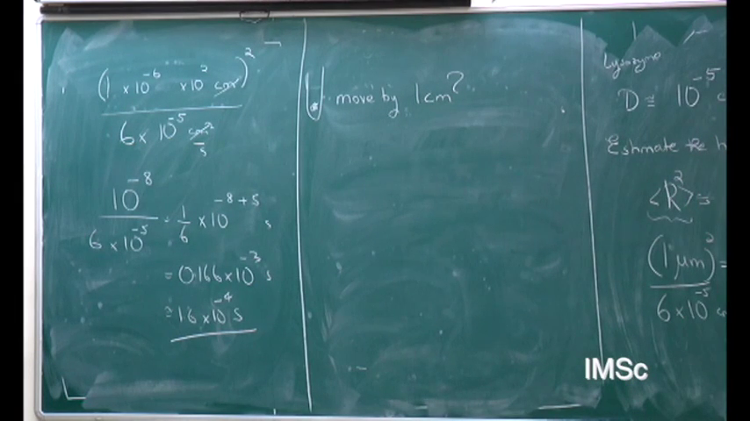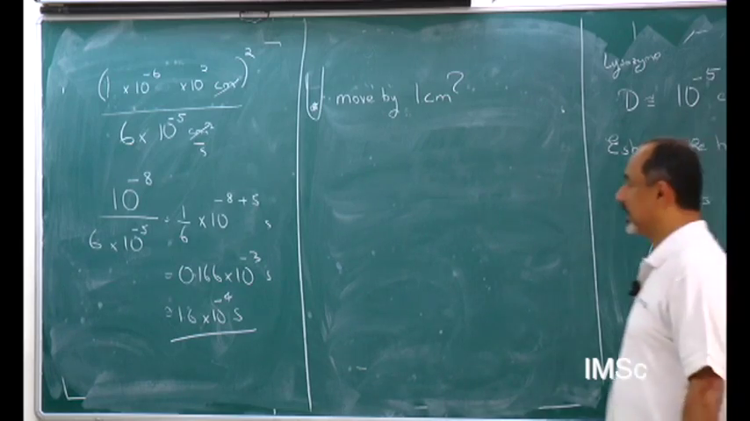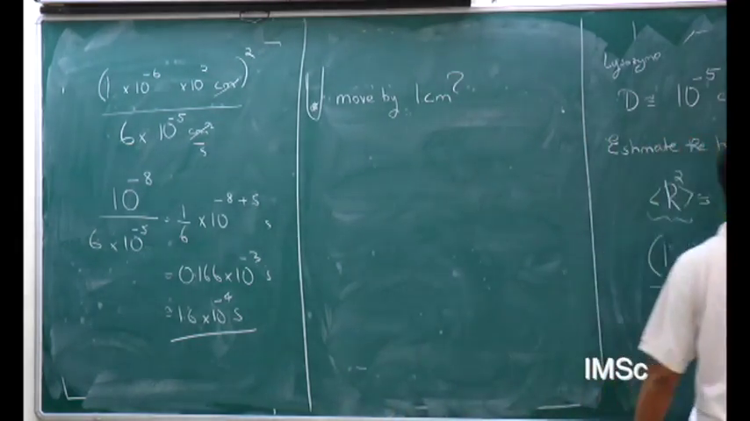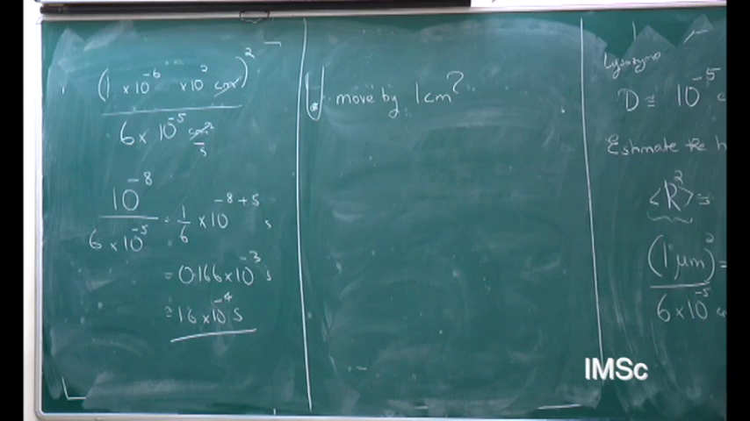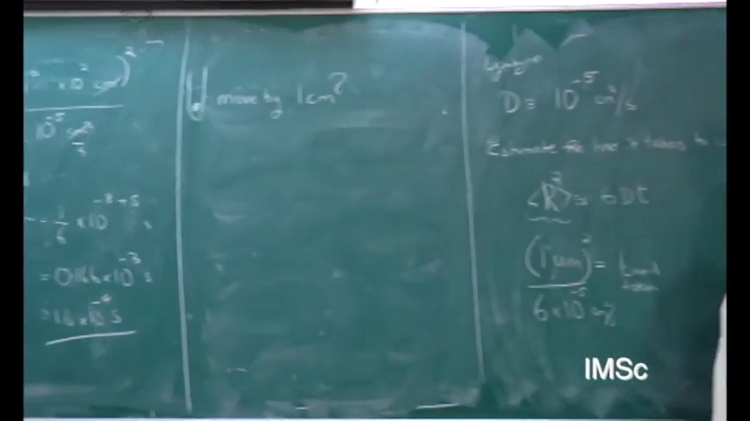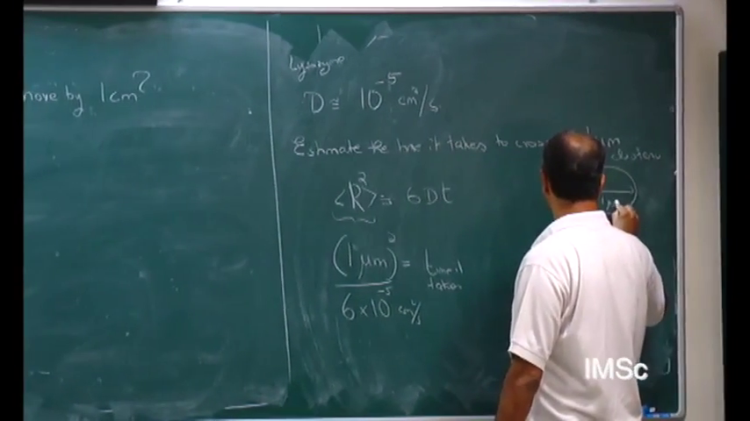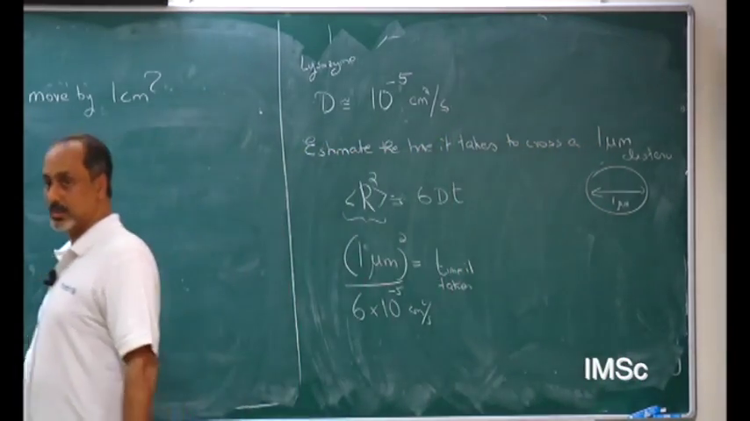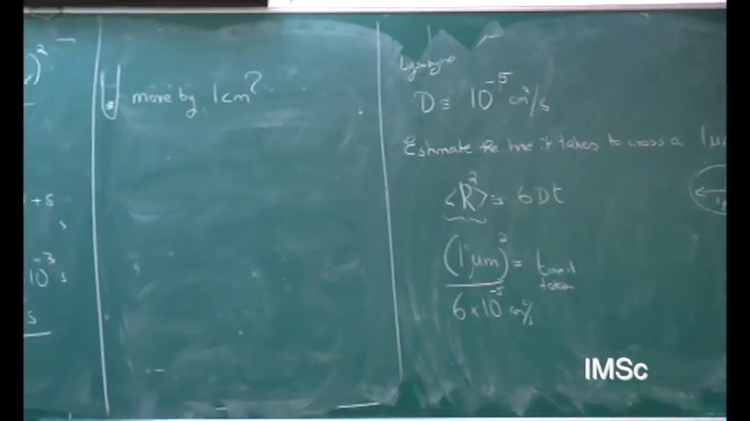So the diffusion constant is the same. It's just that instead of asking how long it will take to move 1 micron, which is typically the size of some bacterium, I want to ask how much time it will take to diffuse around a distance of about 1 centimeter, which is a much larger distance.